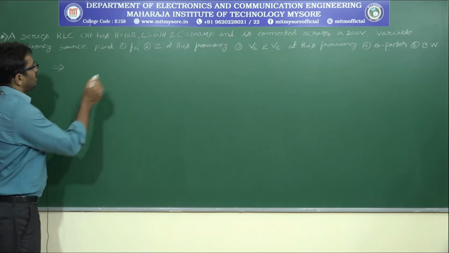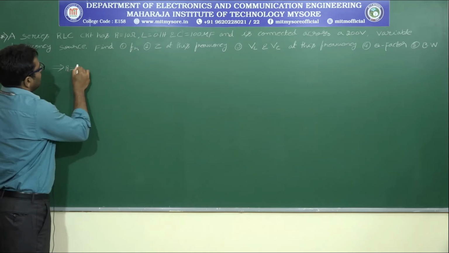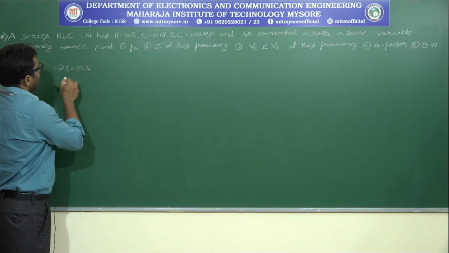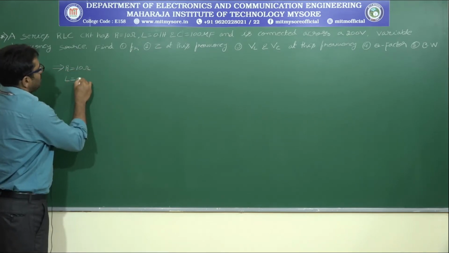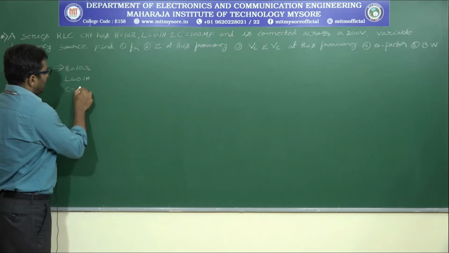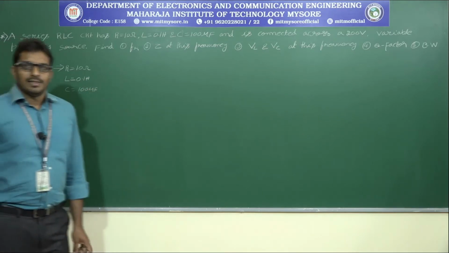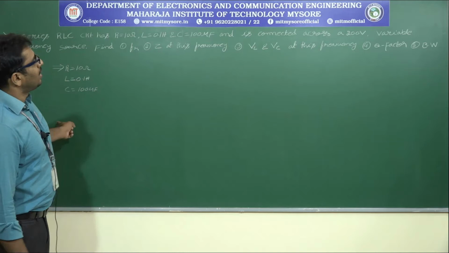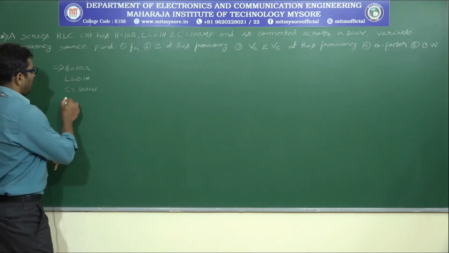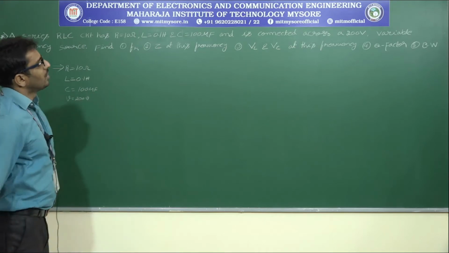The given data: R is given as 10 ohm, L is given as 0.1 Henry, and capacitance value is given as 100 microfarad. Is it clear? Then any other information? Yes, the supply value is given as 200 volts. Is it clear?